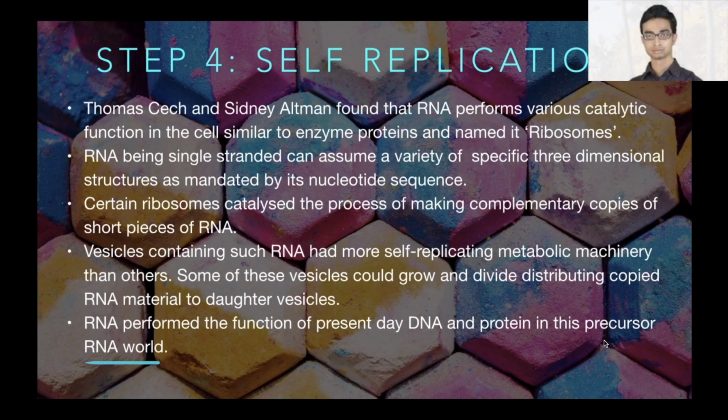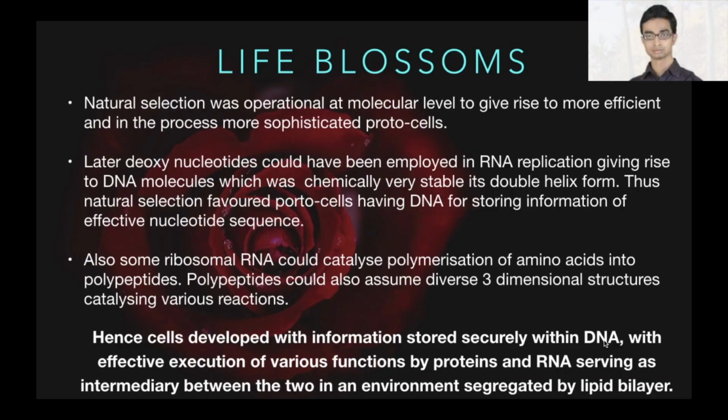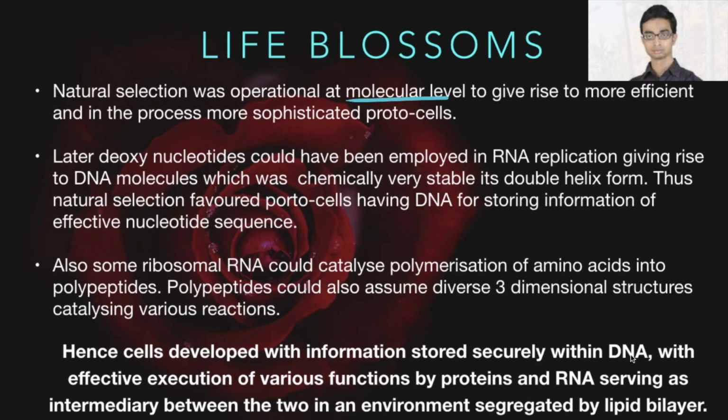Natural selection was operational at the molecular level to give rise to more efficient and, in the process, more sophisticated protocells. Later, less reactive deoxynucleotides could have been employed in RNA replication, giving rise to the DNA molecule, which was chemically very stable in its double helix form. Thus, natural selection favored protocells having DNA for storing information of effective nucleotide sequence as it was less likely to mutate. Also, some ribozymal RNA could catalyze polymerization of amino acids into polypeptides.